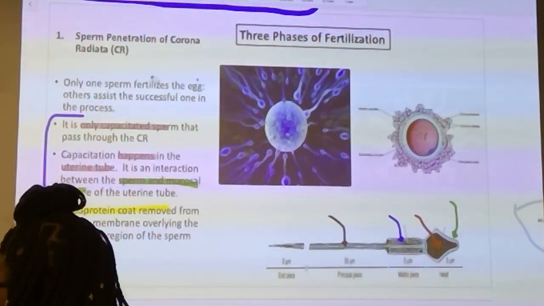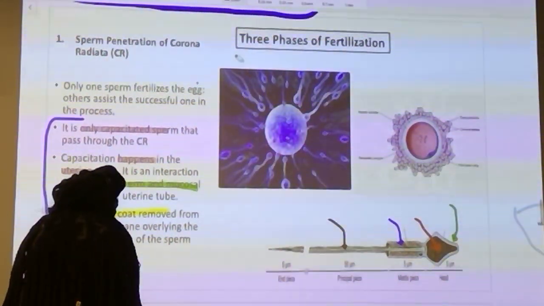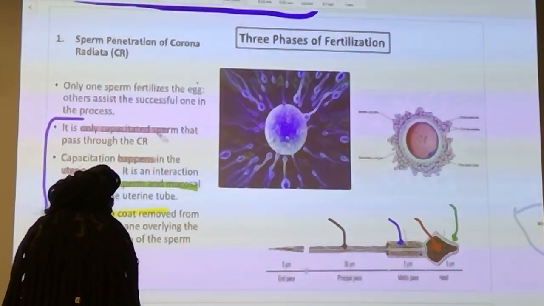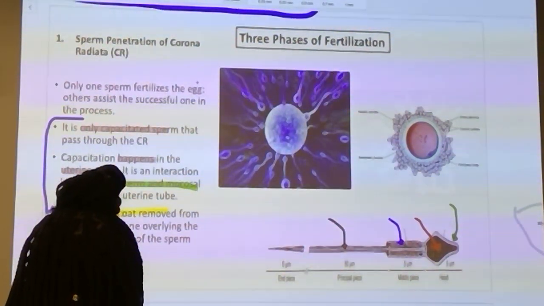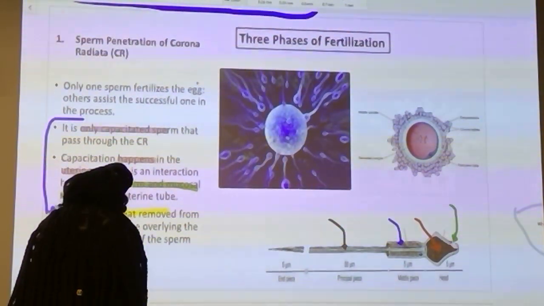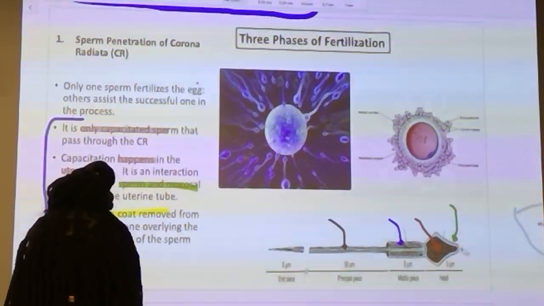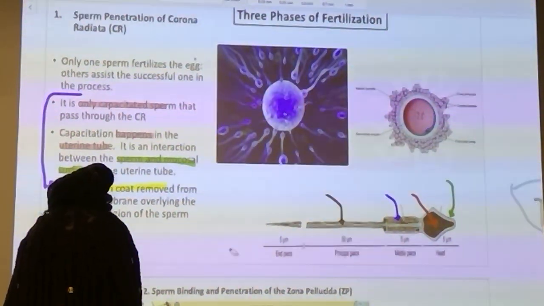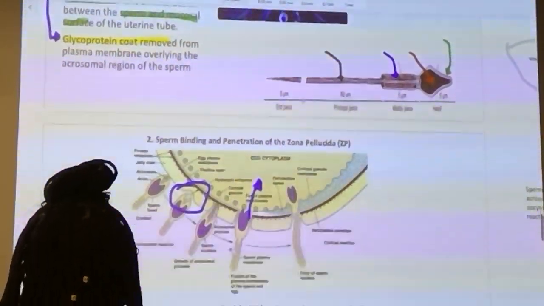So in order for the sperm to penetrate into the egg, it first has to be capacitated. And what capacitation means is that the glycoprotein coat is removed. It's a coat, so it coats the sperm. Any questions?